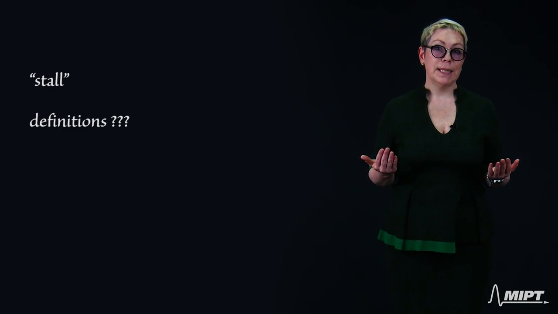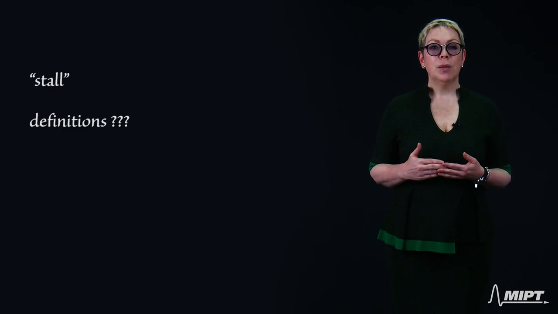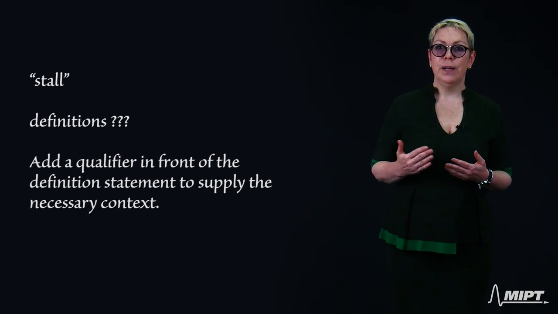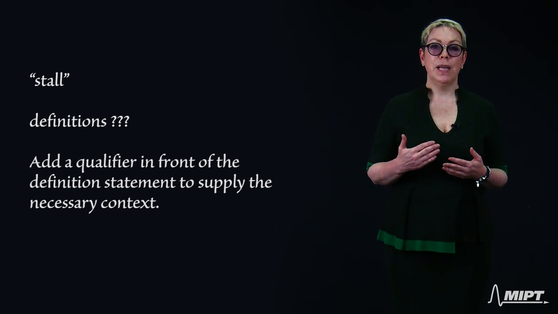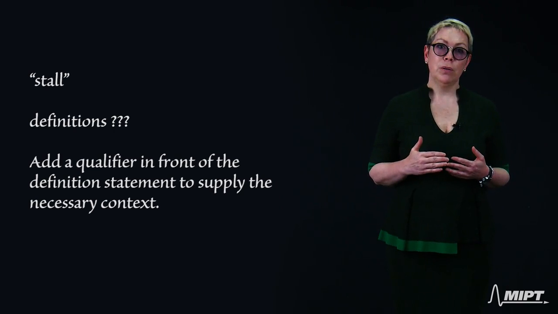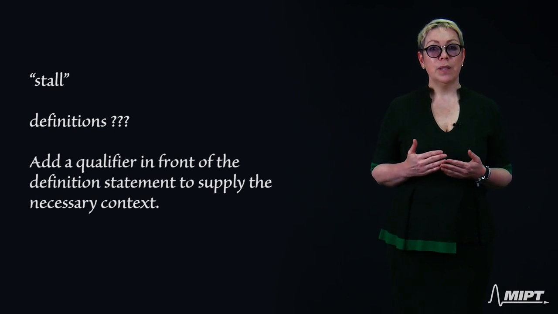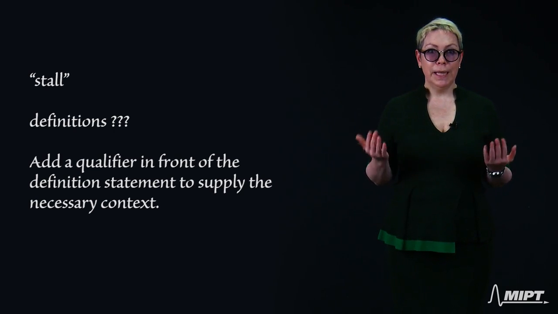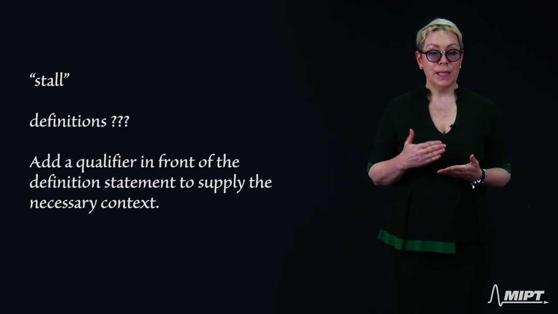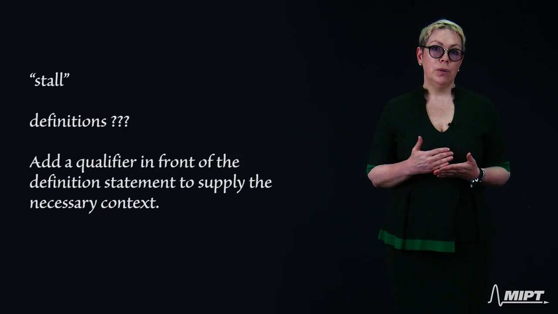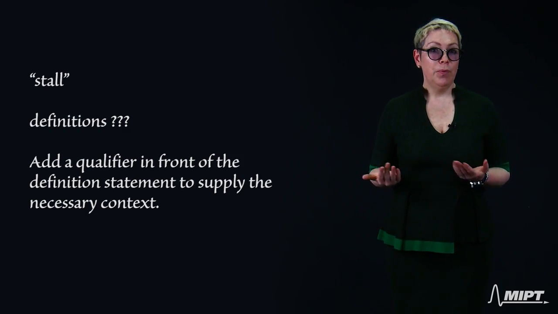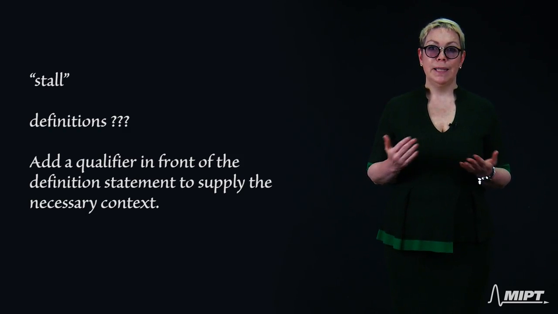That seems simple enough, but what happens when a term such as stall has multiple definitions in many contexts? In such cases, it may be necessary to add a qualifier in front of its definition statement to supply the necessary context. The qualifier is important when the general context for a definition needs to be established upfront. If the context is known or is obvious, a qualifier is unnecessary.